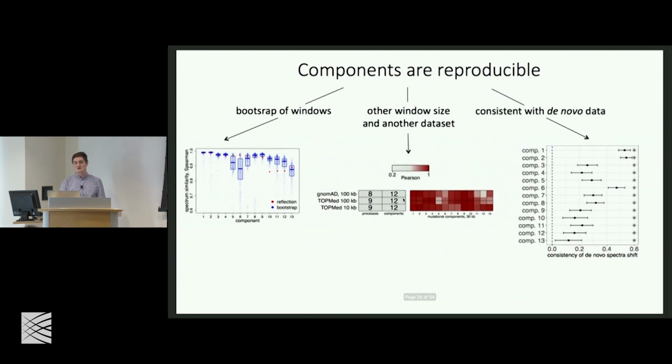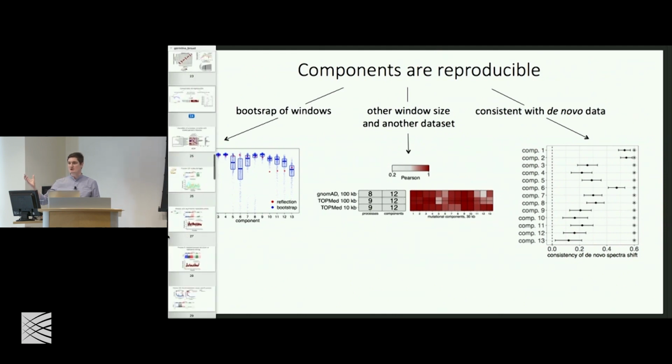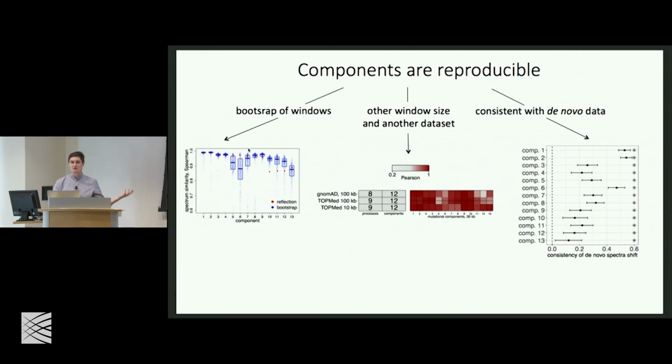It turns out that the predicted components are reproducible, in the sense that they are robust with respect to bootstrap of windows. We can bootstrap the windows, predict components again, and compare if they're similar to the original ones. Turns out, yes, they're similar. Then we can run the same algorithms for different window sizes, for let's say 10 kilobases or 100 kilobases, or even for a different data set of population variation, and we also see that the predicted spectra of components are more or less similar.